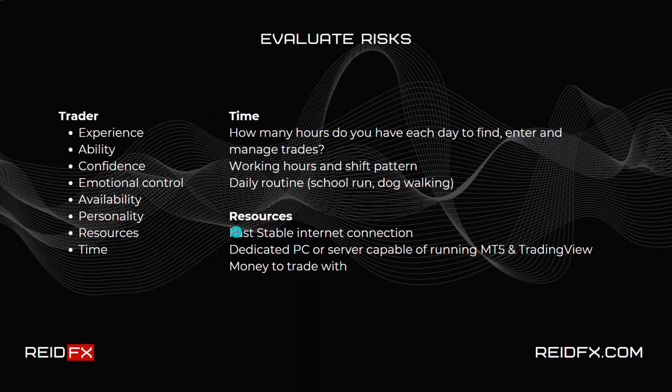Resources. This is a big one. Fast, stable internet connection. How many times have you been trading from your phone and you've lost signal, or your Wi-Fi goes down, or something like that? It is totally avoidable, and you need to plan for it and eliminate it. Dedicated PC. If you're sharing a PC at home and you can't get on it to trade, that's an issue. You need to have a plan for that.